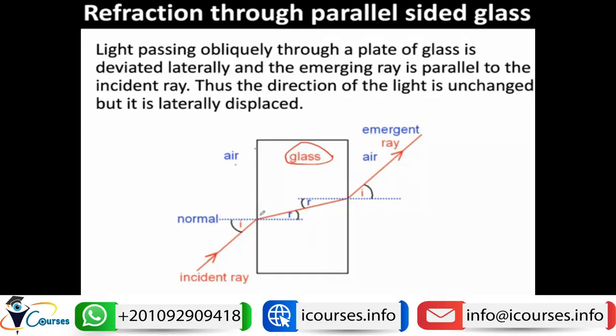Then if you now complete this light ray, you will find that the incident ray will be parallel to the emergent ray. It is just laterally displaced. So when light passes obliquely through a plate of glass, it is deviated laterally. The emergent light ray is parallel to the incident ray, and the direction of light is unchanged, but it is just laterally displaced.